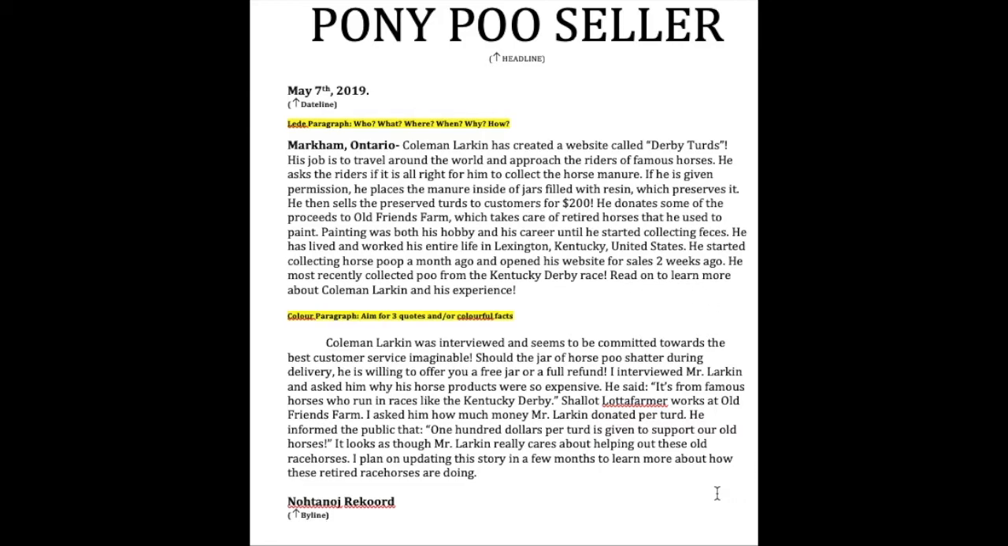The second, or color paragraph, includes a combination of 3 quotes and or colorful facts that add to the story. There's a clinching sentence, wrapping things up, followed by a byline.